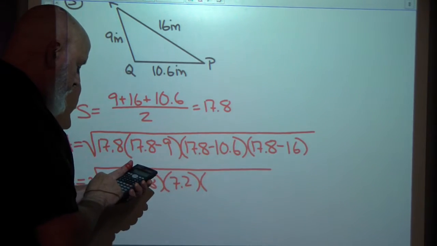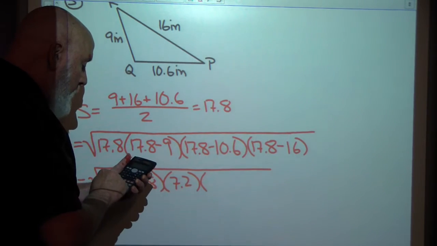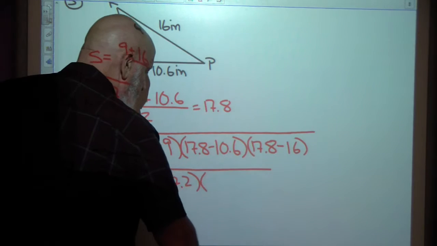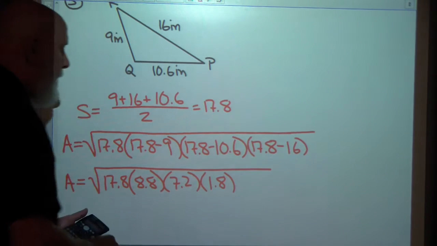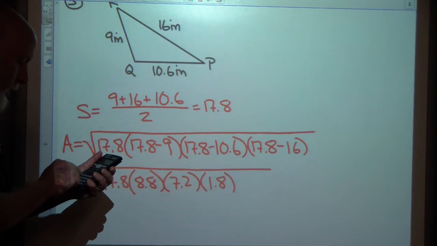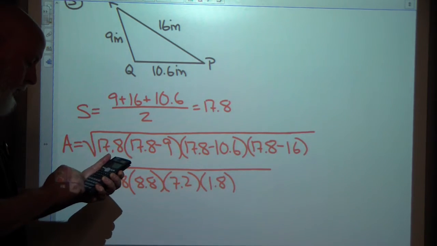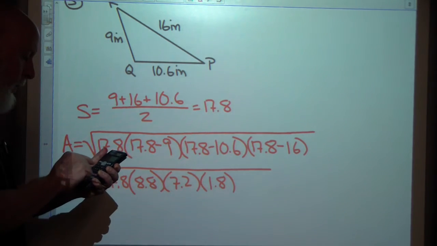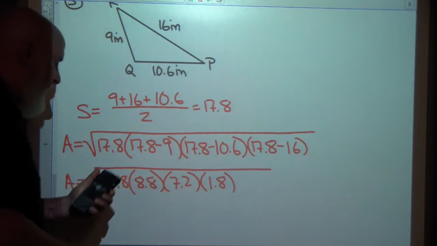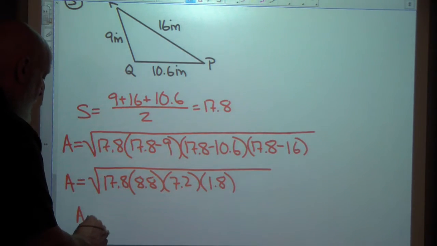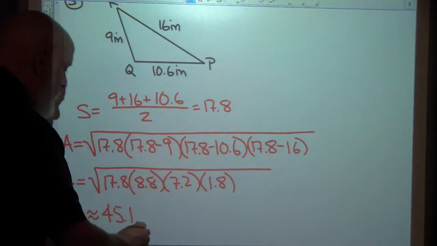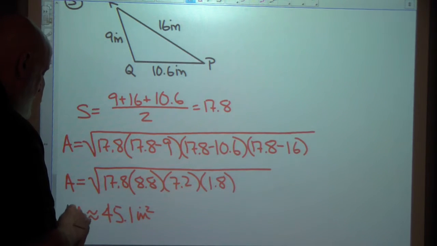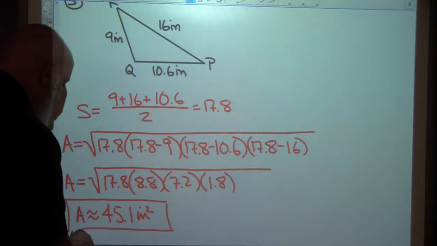17.8 minus 16, which should be 1.8, but the way I'm going right now, hey, it's 1.8, what do you know? I have a hard time trusting my old brain. That's a little bit easier to put in the calculator, so I'll go ahead and do it that way. Times 8.8 times 7.2 times 1.8. I want to take the square root of that, and that will give me 45.1, providing I haven't made a mistake. And that will be inches squared, square inches. And that is an approximation, and hopefully I haven't botched it.